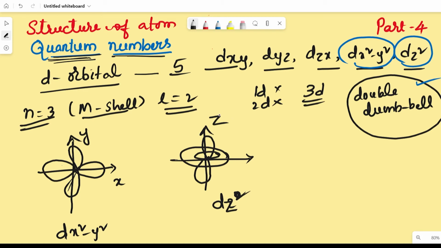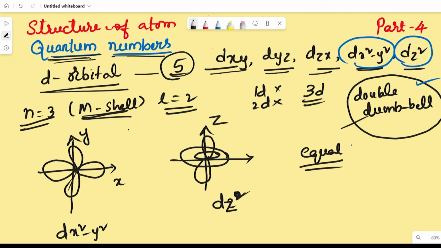So once again I will revise. The d orbital is double dumbbell in shape. It is split into 5 orbitals: dxy, dyz, dzx, dx square minus y square, and dz square. I will draw all the 5 diagrams also. And one more point here: the d orbitals start from the M shell only, which means 1d and 2d orbitals don't exist. And one more final important point: all the 5 d orbitals have equal energy, which means the same energy. So that is why these orbitals are also called degenerate orbitals.